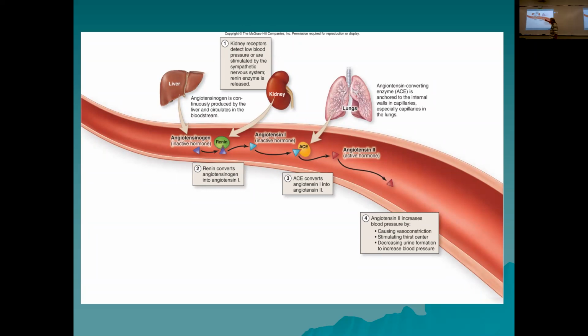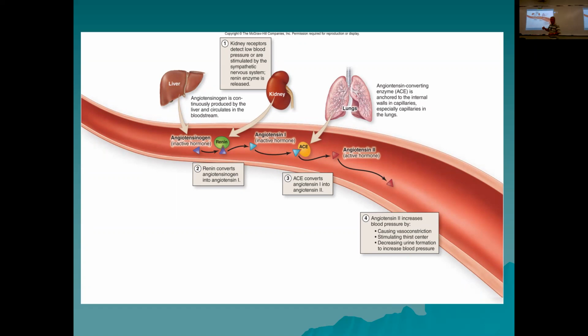Okay. The first thing is kidneys detect low blood pressure or are stimulated by the sympathetic nervous system. Either one of those, an enzyme called renin is released into the blood. Now, already in the blood, made in the liver, is an inactive protein called angiotensinogen. Renin will convert angiotensinogen from an inactive hormone to angiotensin 1, which is still an inactive hormone. Angiotensin 1 doesn't do anything.